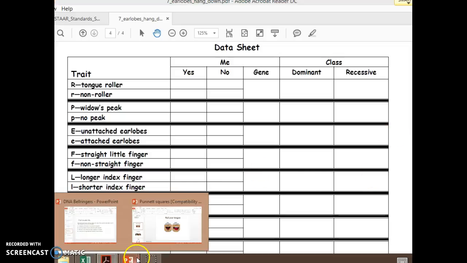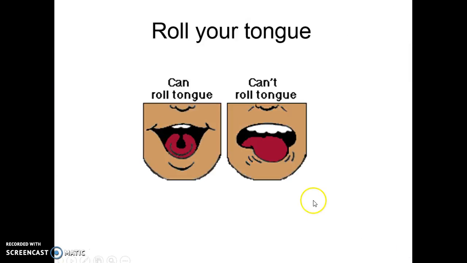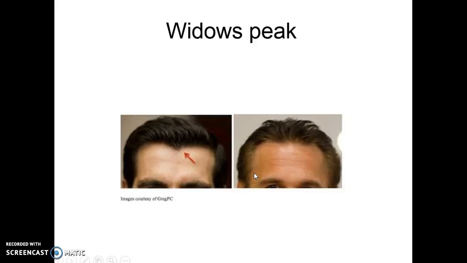Moving on. So let's go ahead and go over the traits together. So if you can roll your tongue, you're dominant. If you can't roll your tongue, you're recessive. So either check yes for dominant or no for recessive. Widow's peak. If you have a widow's peak, go ahead and check yes for dominant, no for recessive if you do not have widow's peak. Widow's peak is a dominant trait. And if you notice, the majority of people don't have a widow's peak.